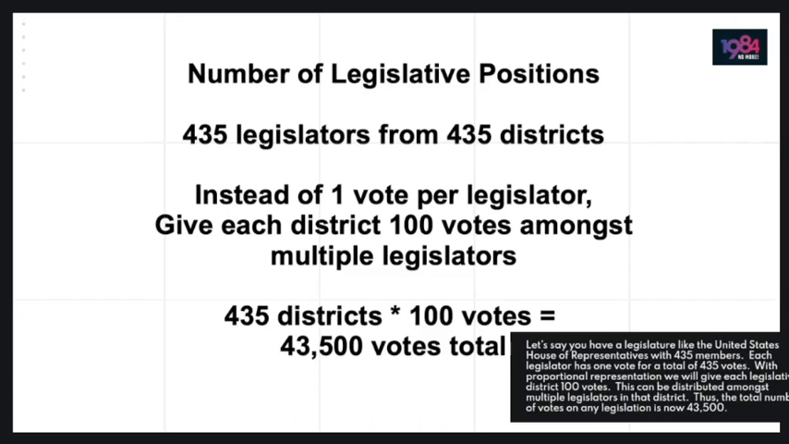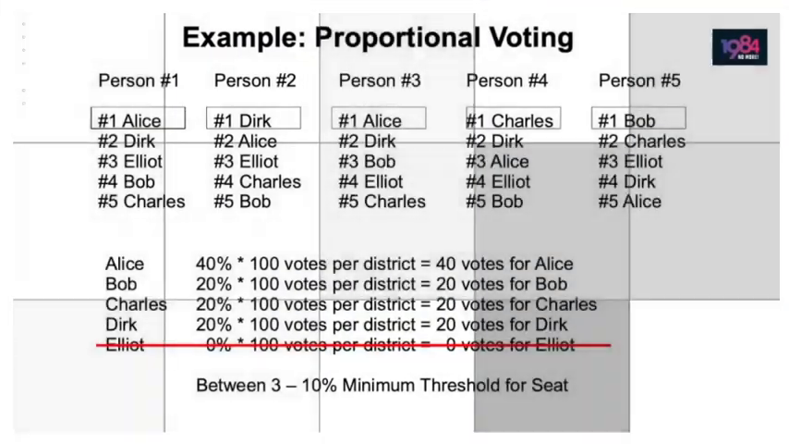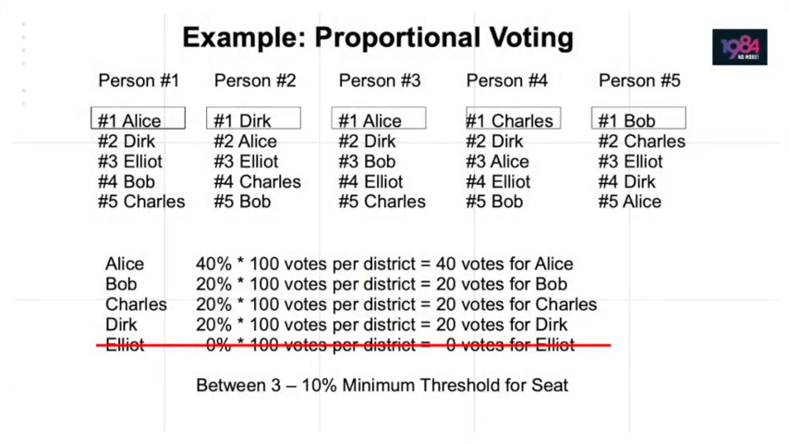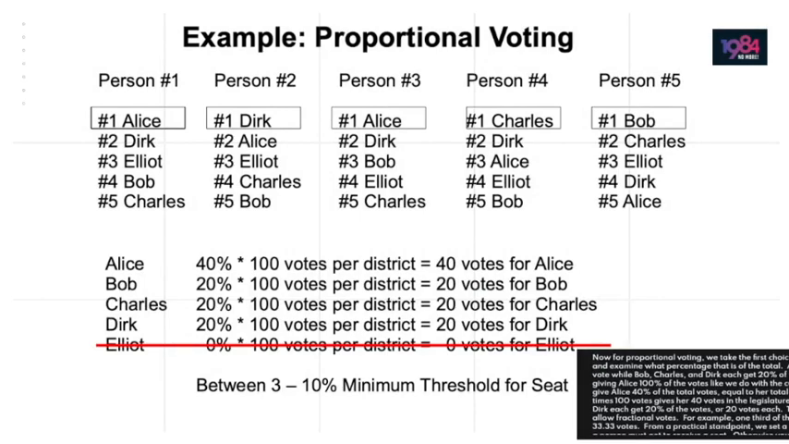With proportional representation we will give each legislative district 100 votes. This can be distributed amongst multiple legislators in that district. Thus, the total number of votes on any legislation is now 43,500. Now for proportional voting, we take the first choice from each person and examine what percentage that is of the total. Alice gets 40% of the vote while Bob, Charles, and Dirk each get 20% of the vote.